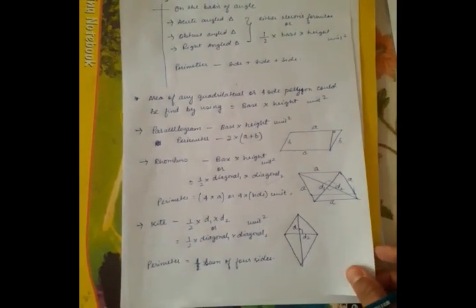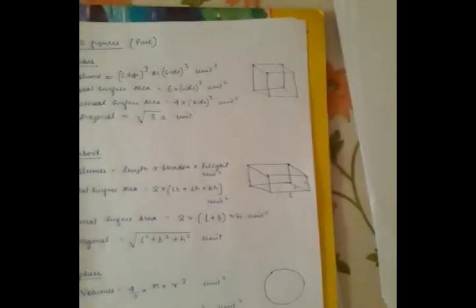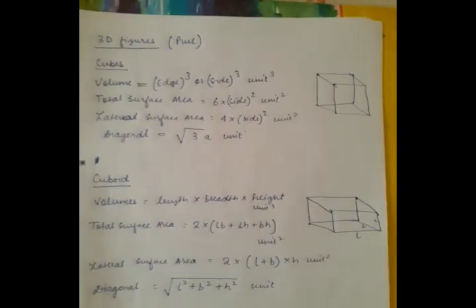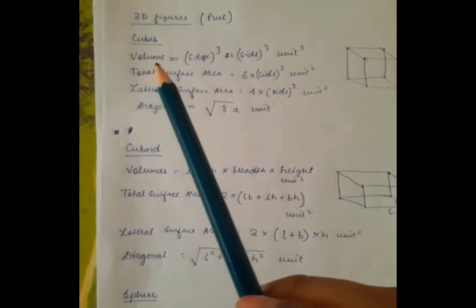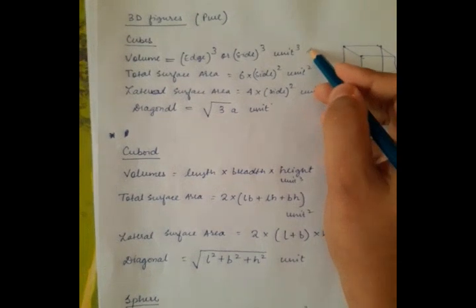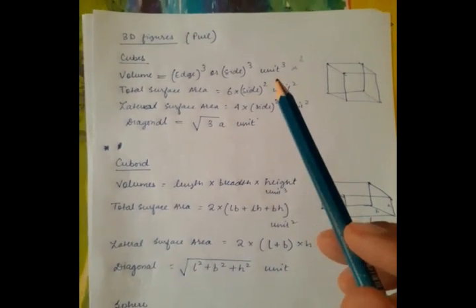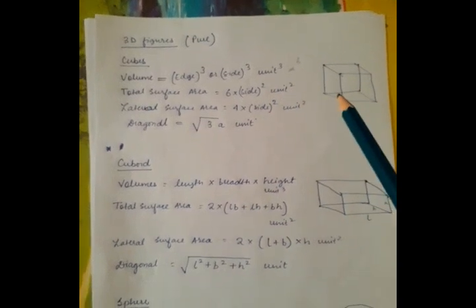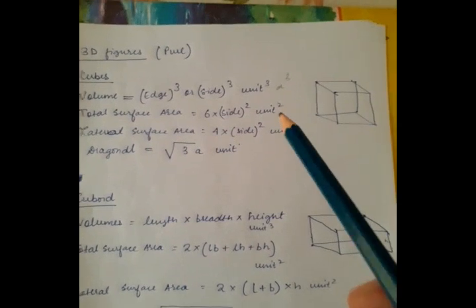Now let's move on to the 3D figures. First one is pure 3D figures. Okay. So the first one is cube and the volume is edge cube or side cube, or somewhere we could write it a cube also. And the unit is cube. Remember, an extra dimension is being added, so that is why the unit will become unit cube.